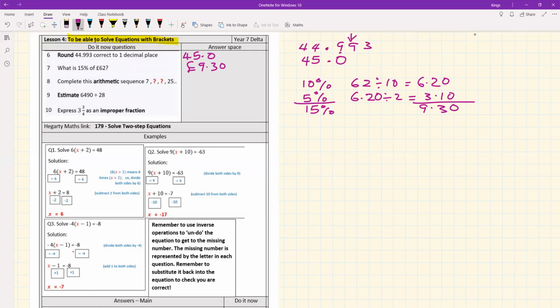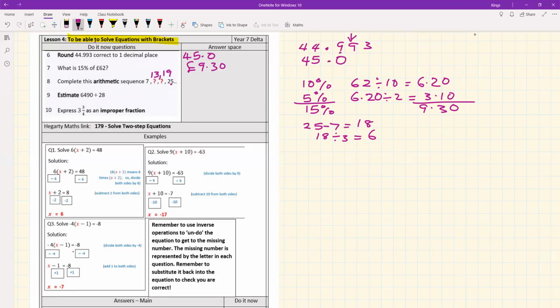Okay, work out the missing terms in this sequence. So we've got 7, something, something, and then 25. So the first thing I'll do is I'll take 7 from 25. 25 take away 7 gives us 18. Now, because there are 3 numbers before 25, I'm going to divide 18 by 3, which gives me 6. That means I'm going to add 6 to each of those numbers. So 7 add 6 gives me 13, and 13 add 6 gives me 19. So if I add 6 to 19, that gives me 25.